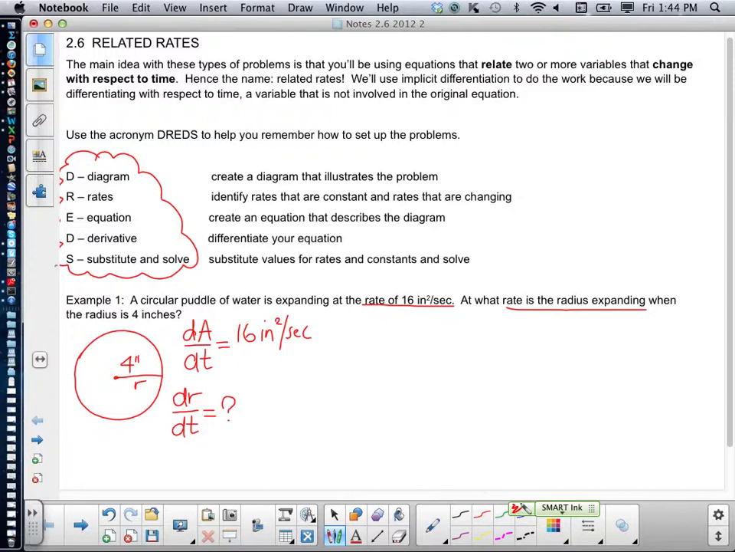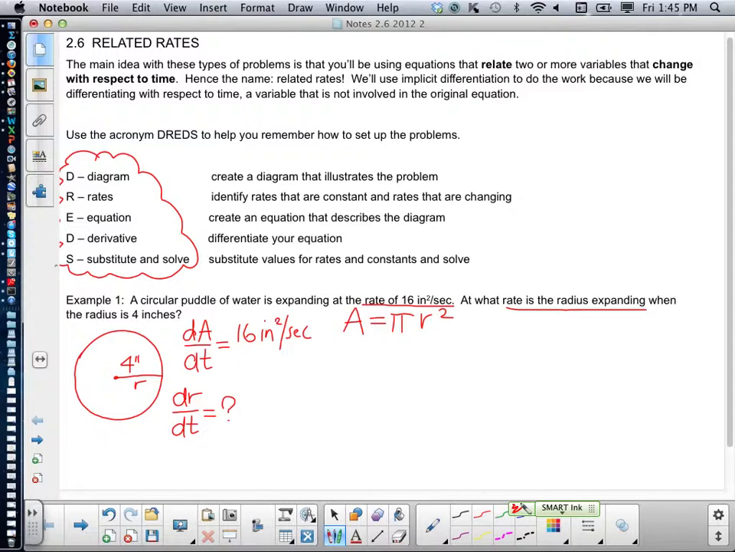So the next part of dreads is the equation. So what equation do you know for the area of a circle? Pi r squared. So we have area equals pi r squared. So there's our equation. And now we're going to take the derivative. Okay? We're going to take the derivative with respect to time because the area of the circle is a function of time and the radius of the circle is a function of time.